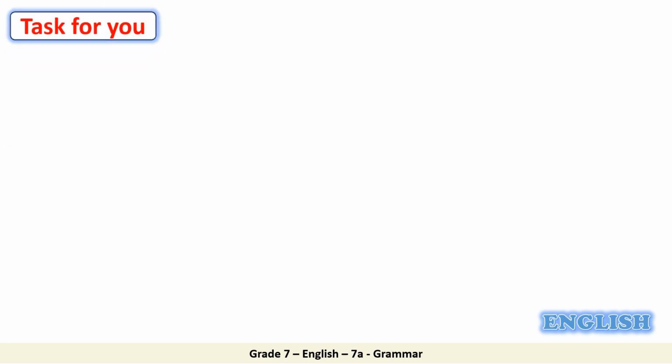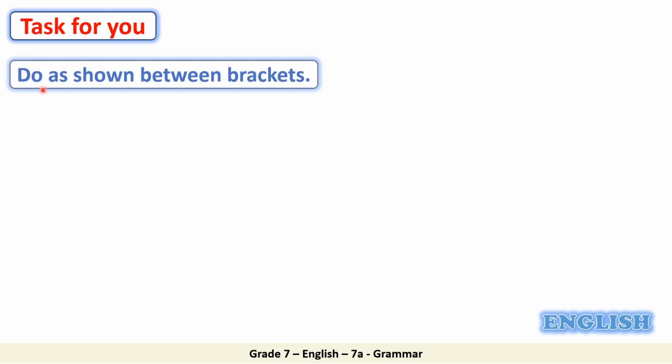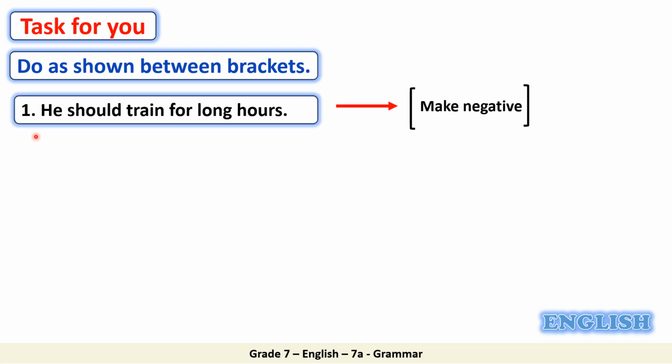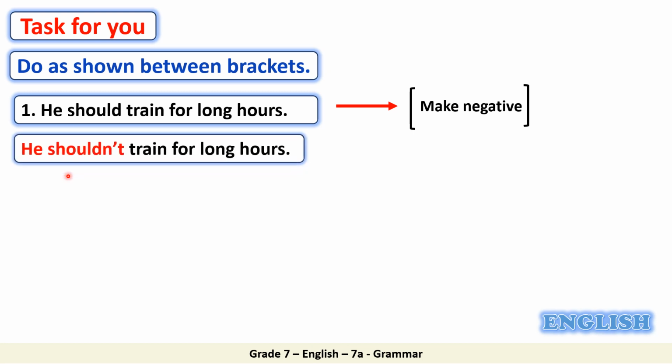In this slide, dear students, I have a task for you. Do as shown between brackets. 1. He should train for long hours. Make negative. Do you remember the negative form of should? Well done, students. He shouldn't train for long hours is the correct answer because the negative form of should is shouldn't. Let's move on.